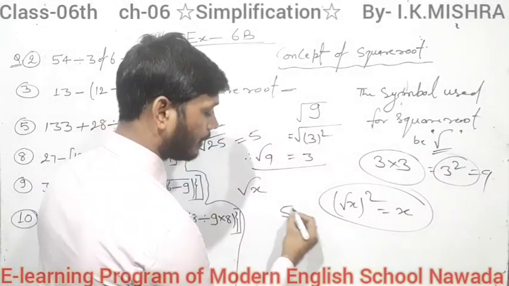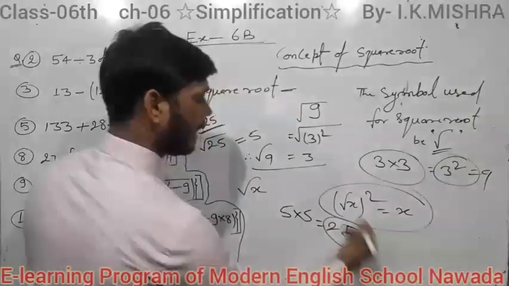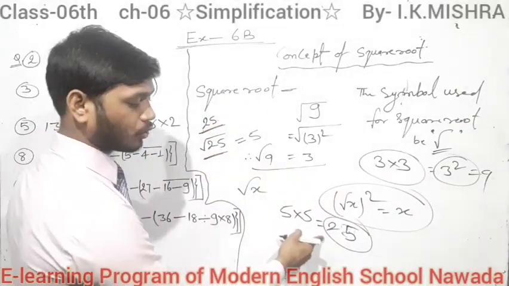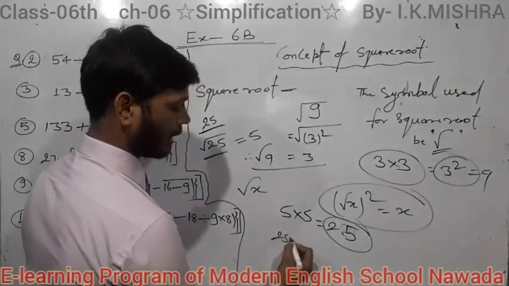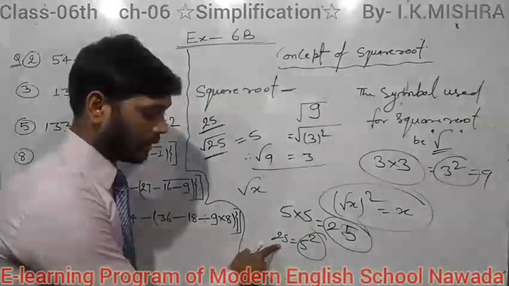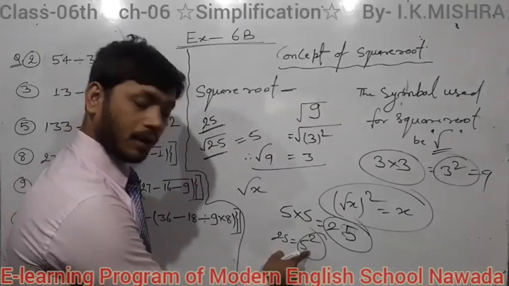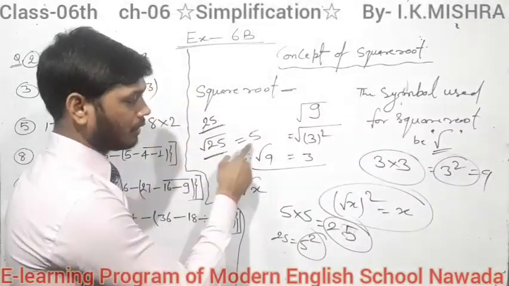Why? 5 into 5 is equal to 25, so its square root is 5. That means 25 equals 5 square, and its square root is 5. 5 square is 25, so its square root is 5.